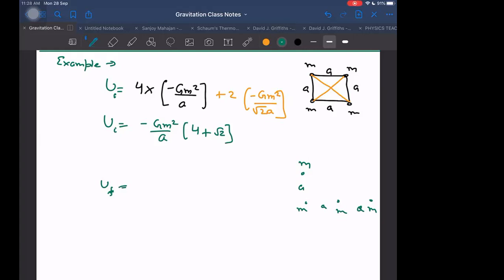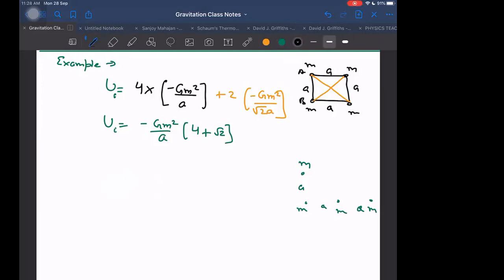So sir, how to find the second one now? Think about the second one: minus 3 GM square by A. I will prefer to do it in another way. This way also we can do, but I will not prefer that way. I will prefer to do it this way.